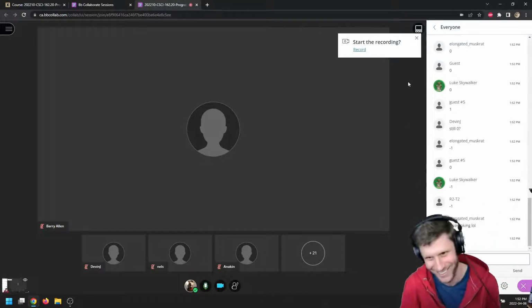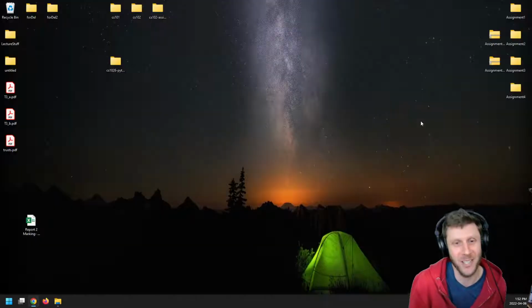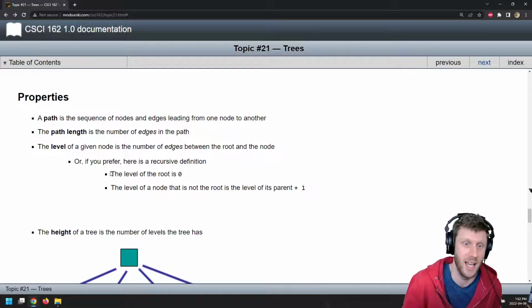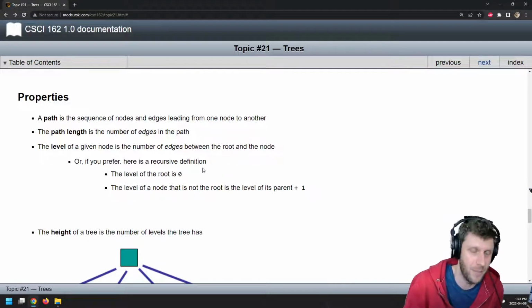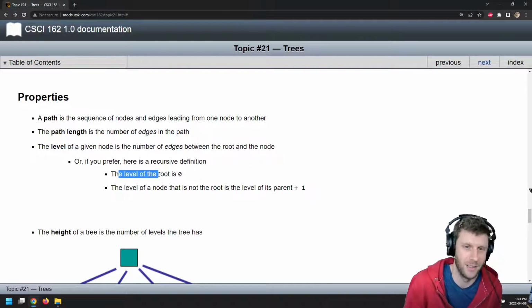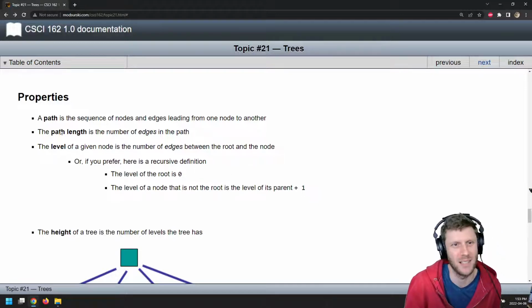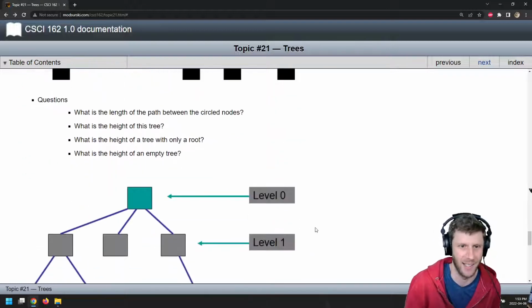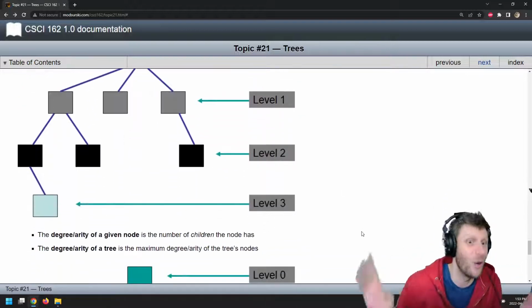-1. So maybe if we go back to the recursive definition, we should say the level of an empty tree, or pardon me, the height of an empty tree, or the level, no, because it's about the height though. Yeah, I guess that won't quite work, but that's okay. It is -1. Just go with me on that, okay?